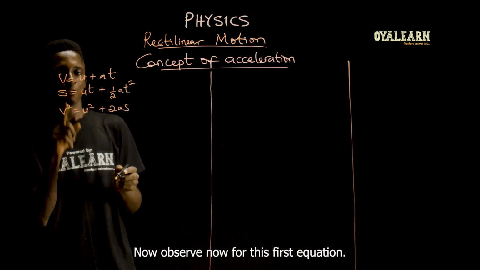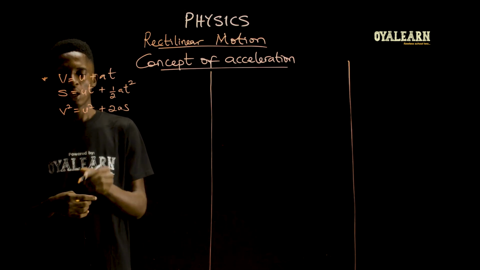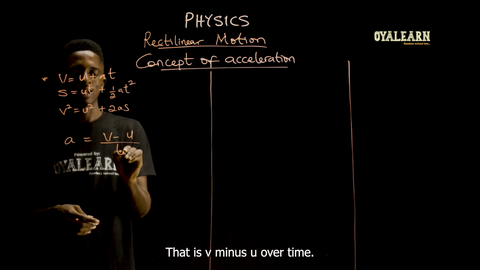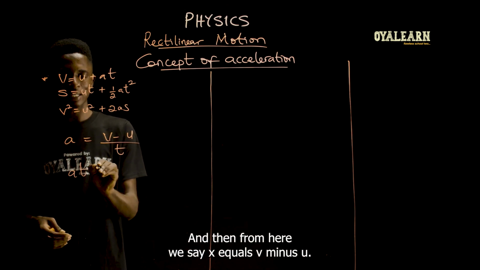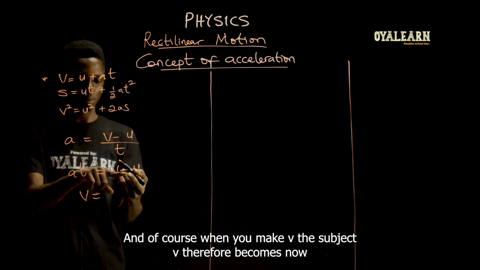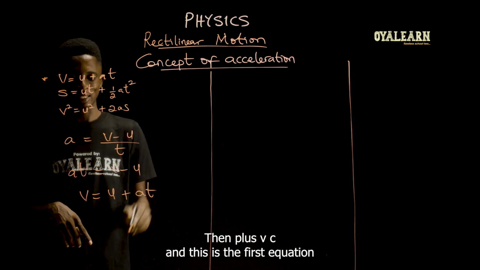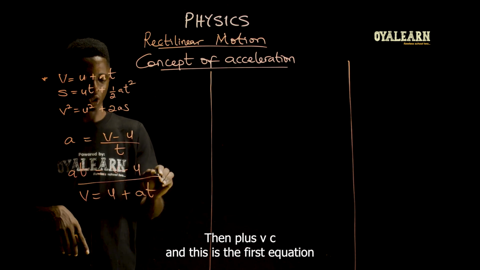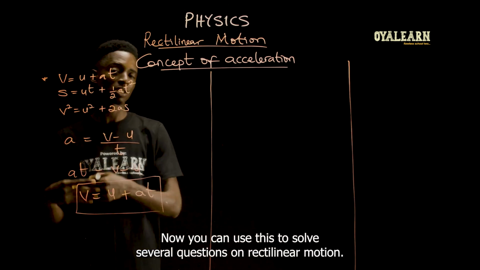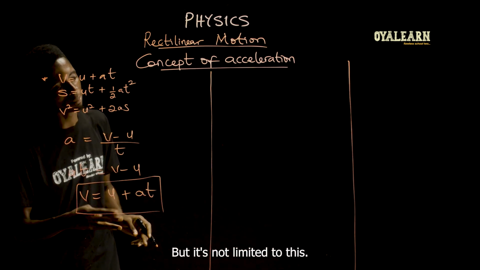Now observe. For this first equation, how we arrived here is from the definition of acceleration. We said acceleration itself is change in velocity, that is v minus u over time. And then from here we say at equals v minus u. Of course, when you make v the subject, minus u comes here and becomes positive, then plus at. And this is the first equation of motion, v equals u plus at. Now you can use this to solve several questions on rectilinear motion, but it's not limited to this.